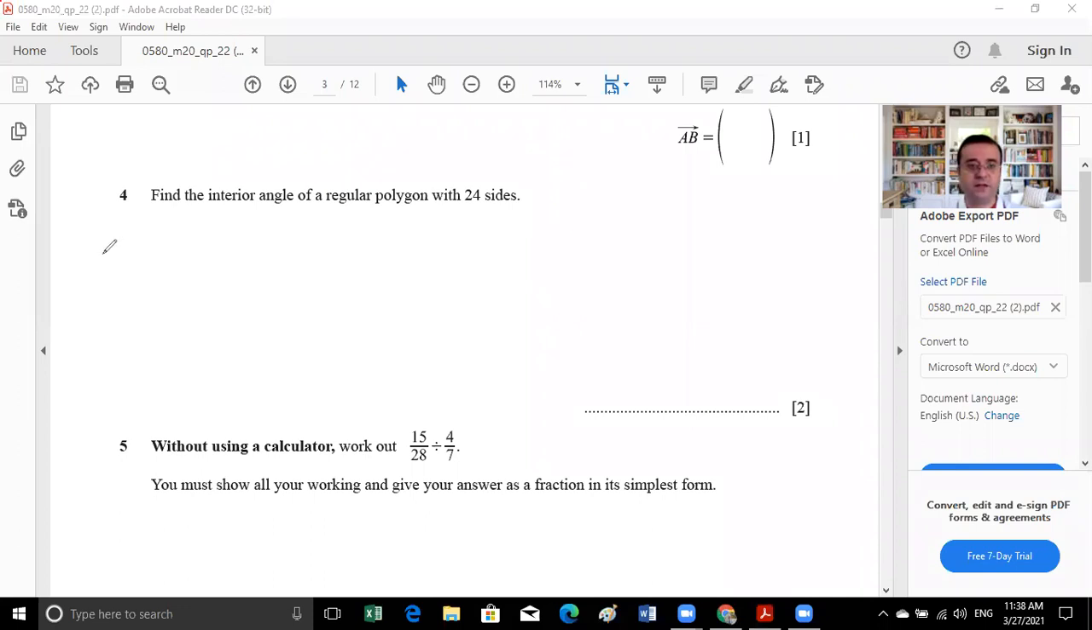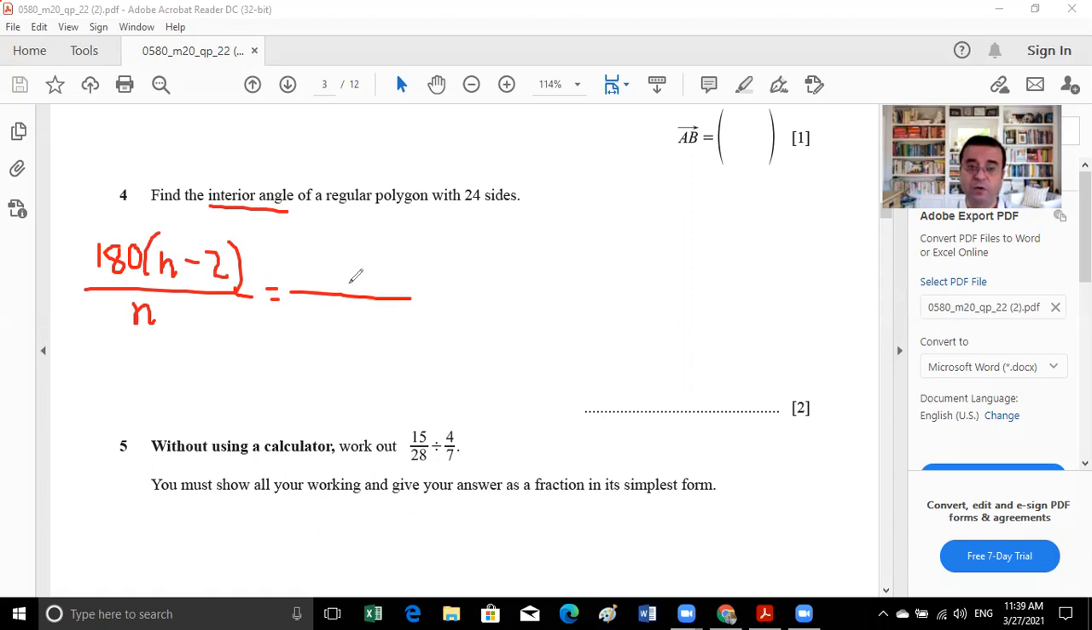So the method number one, you go 180 times n minus 2, because here they ask for the interior angle, over n, the number of sides, because you know the formula for number of sides. N minus 2 times 180, correct? So this is the method number one.